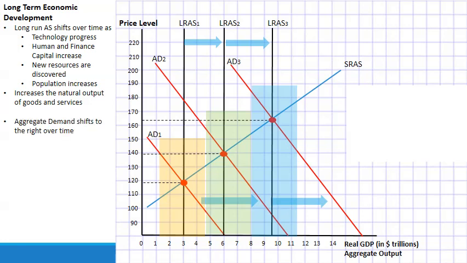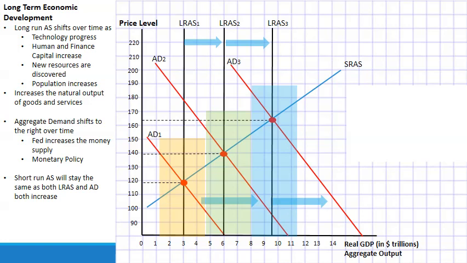Now, aggregate demand shifts to the right over time as the Fed increases the money supply, and because of monetary policy, which increases the money supply indirectly. In the short run, SRAS will stay the same as both LRAS and AD increase. So you can see what's happening in the long term.